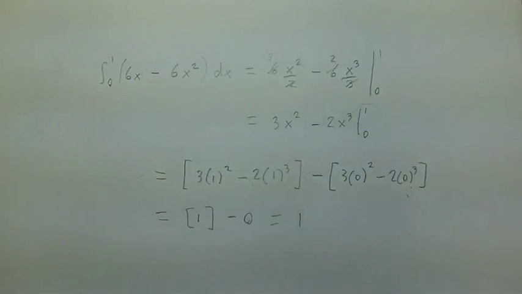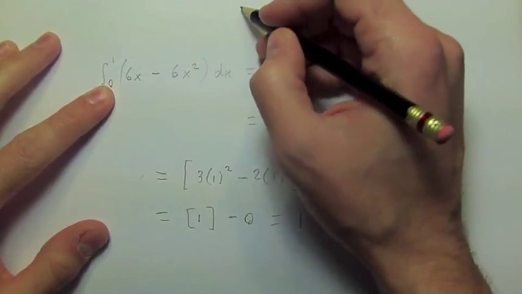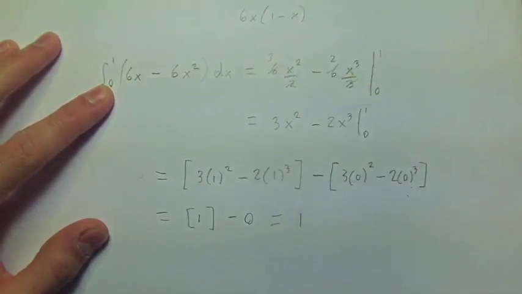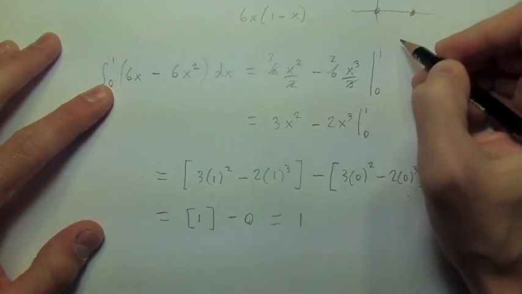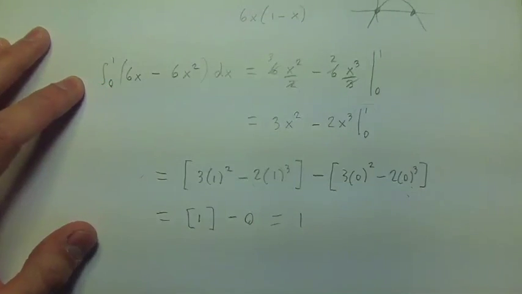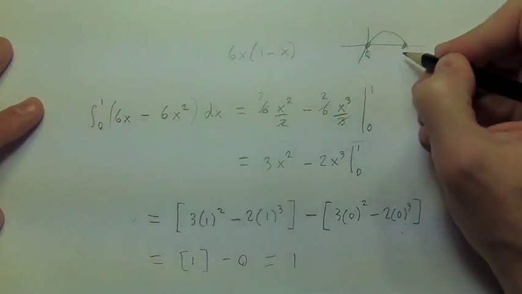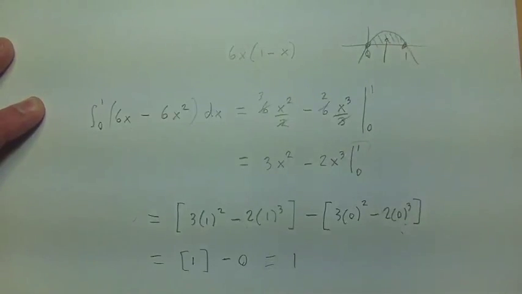Okay? Well, there we go. Now, this function itself, 6x minus 6x squared, you could factor out a 6x and you'd have a 1 minus x, right? This guy looks something like this. Oh, you can't see that. All right, it looks something like this, and we just found that whatever this area is here is 1.